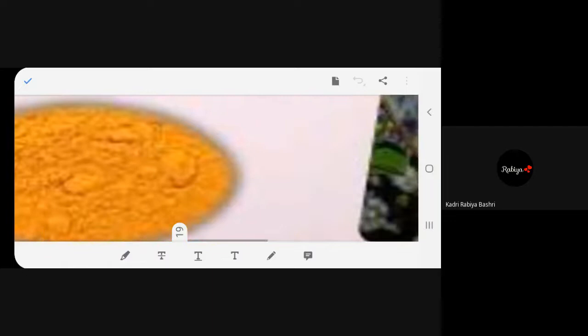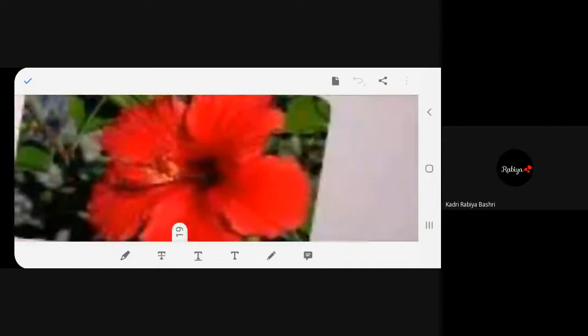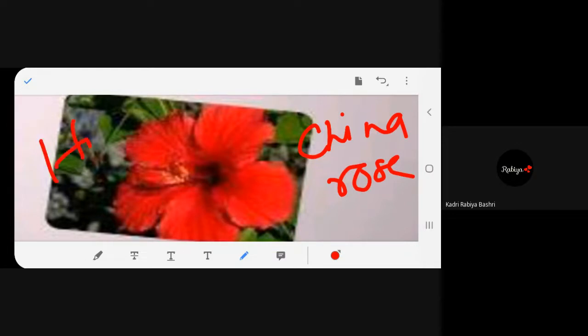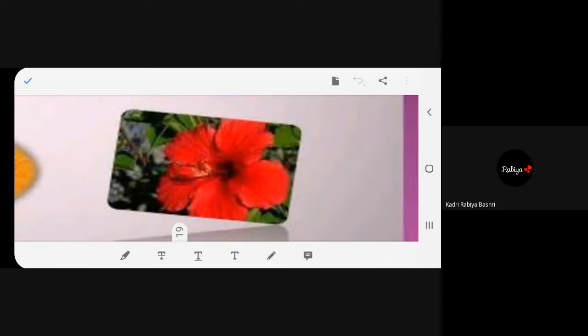And this is hibiscus or the China rose. The other name is hibiscus. This is also a natural indicator, which we call the jasud. Have you heard of jasud in Gujarati? Yes, this is jasud. Okay, this is a natural indicator. Any problem?